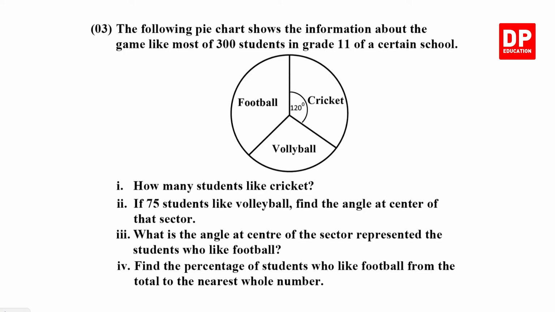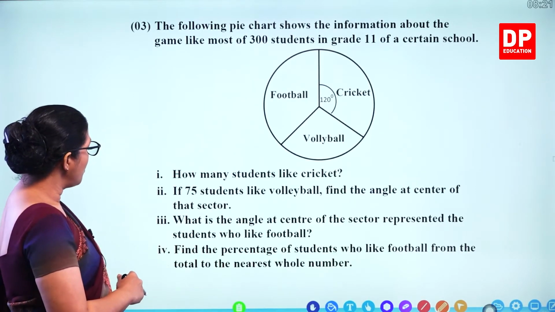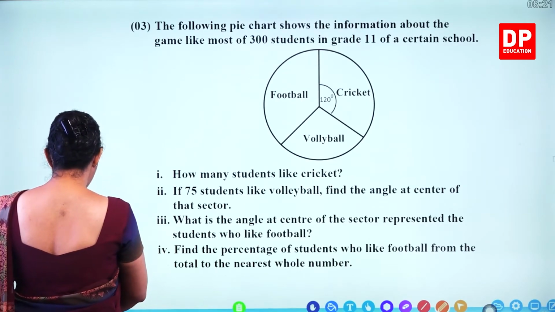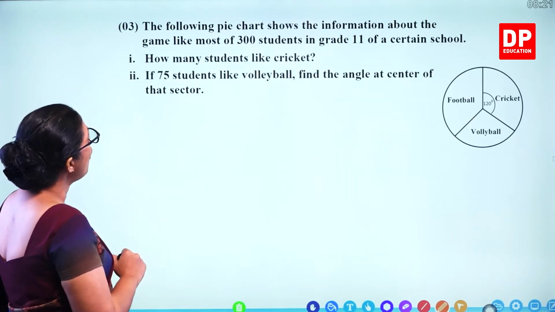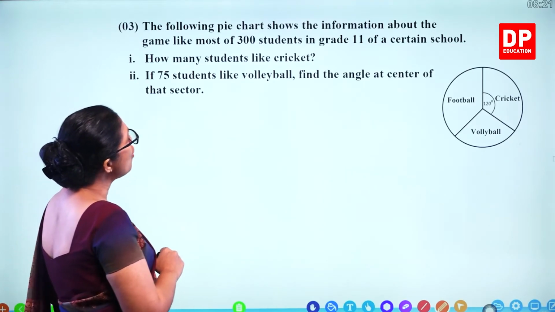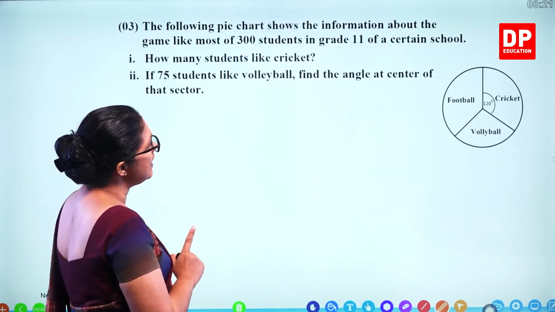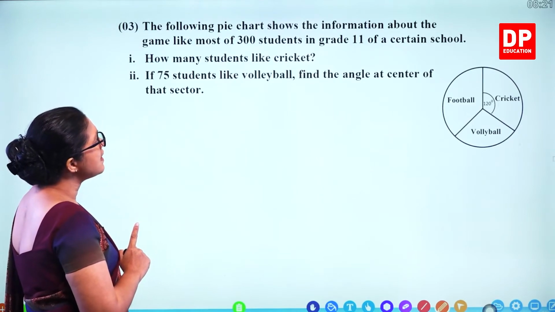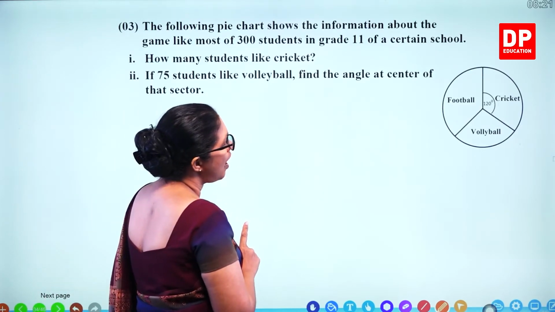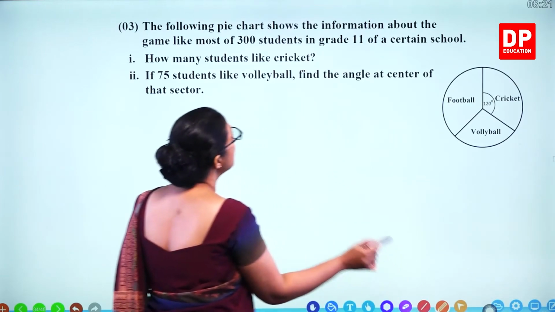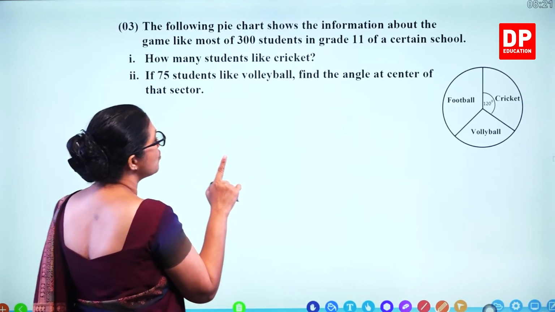Let's do question number 3. It's about a pie chart and you get 4 parts to answer. So we'll do them separately. The following pie chart shows the information about the game like most of 300 students in grade 11 of a certain school. How many students like cricket? 120 degrees out of 360. Altogether 300 students are there.